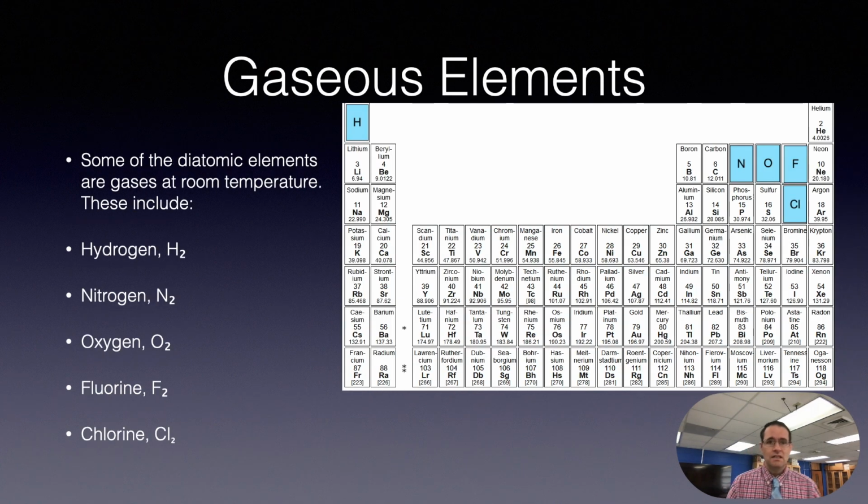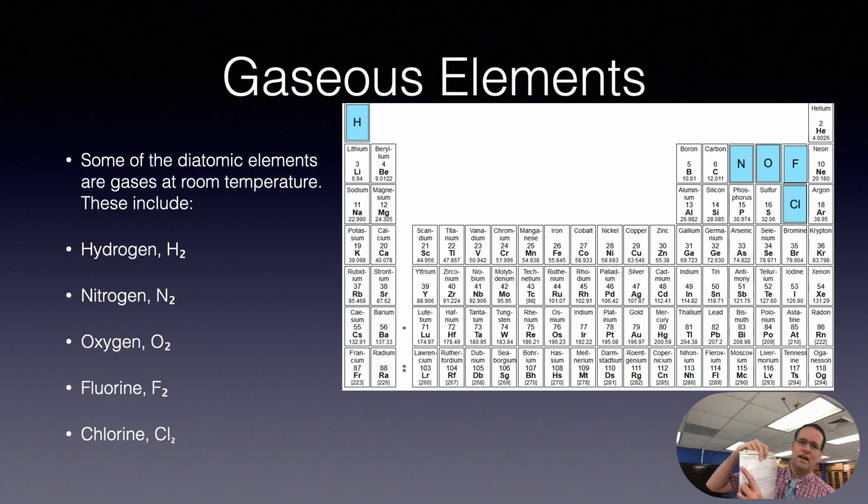All right. Now, some, but not all, pay very close attention to this. Some, but not all of the diatomic elements are gases at room temperature. Now, these include hydrogen, nitrogen, oxygen, fluorine, and chlorine. And they're highlighted in this periodic table on the slide here in blue.